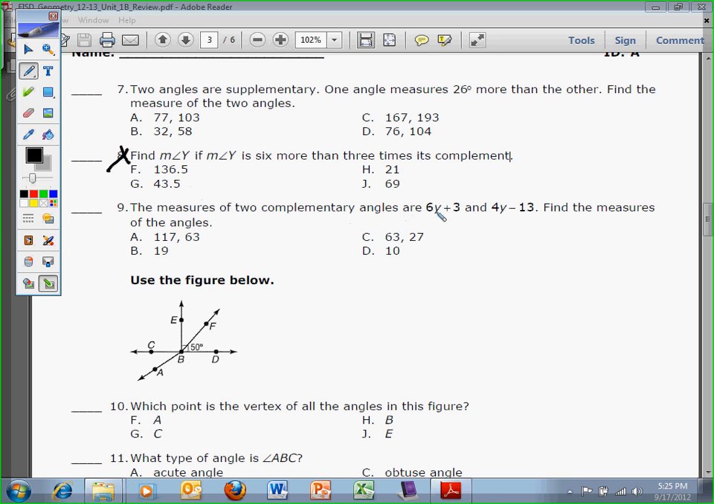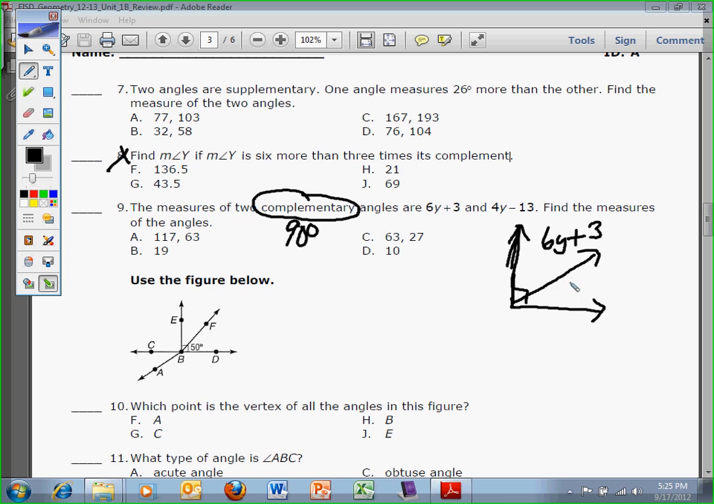two complementary angles are 6y plus 3 and 4y minus 13. Okay, again, it comes down to vocabulary. Complementary is when two angles' values are added up, they equal 90 degrees. So if we're going to solve and try to find the measure of these two angles, first I'm going to write a right angle, because we're talking about complementary. And one angle is 6y plus 3. The other is 4y minus 13.